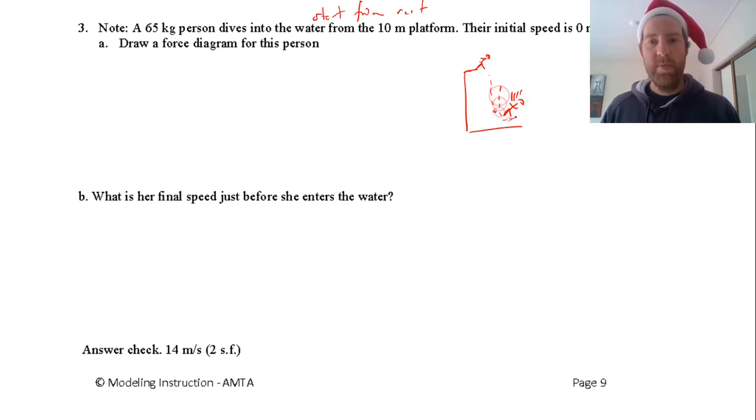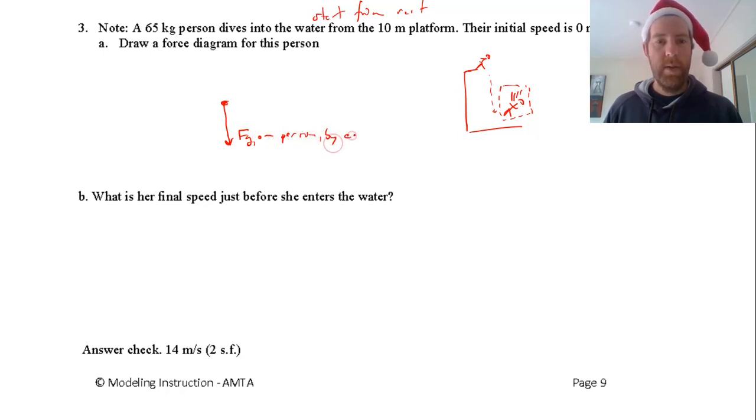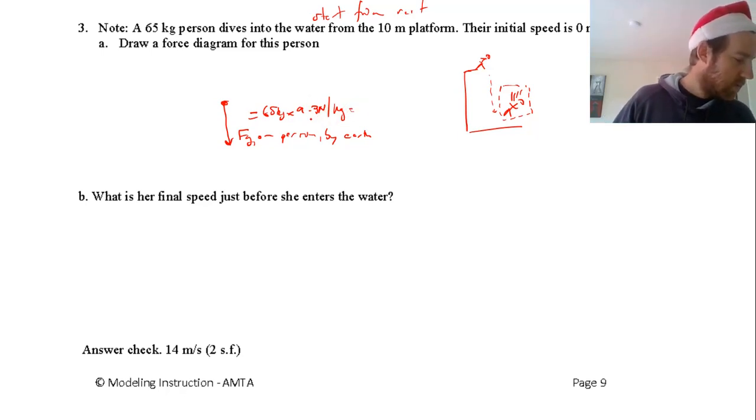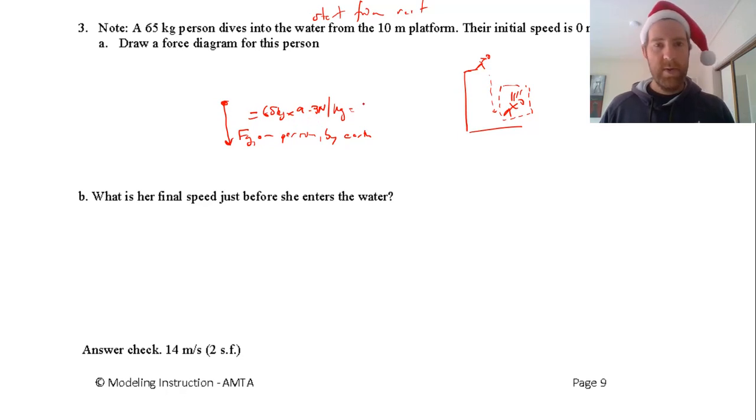So let's draw them as they're speeding up. What forces are on them? Force of gravity on person by Earth. And from a 10-meter platform, I don't even think the air resistance is really going to come into it. So I'm just going to leave that off. And that's it. I can work it out. I know what her force of gravity is because she's 65 kgs. So that equals 65 kgs times 9.8 newtons for every kg, which equals 65 times 9.8, 637 newtons.